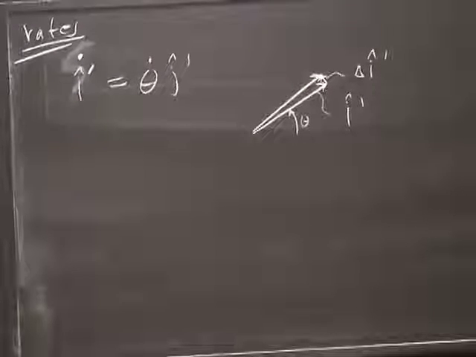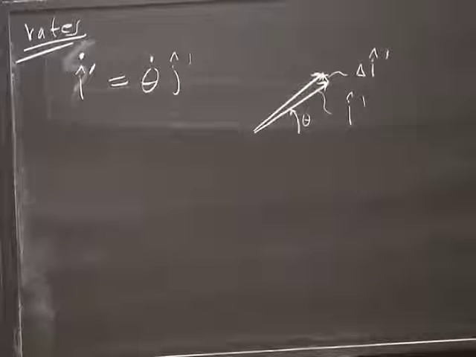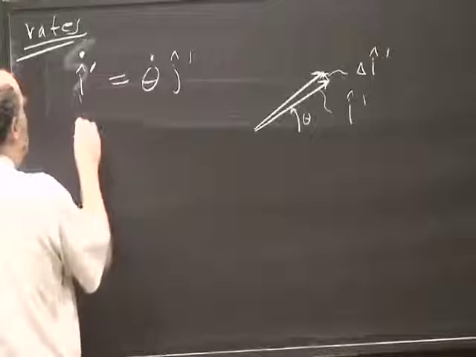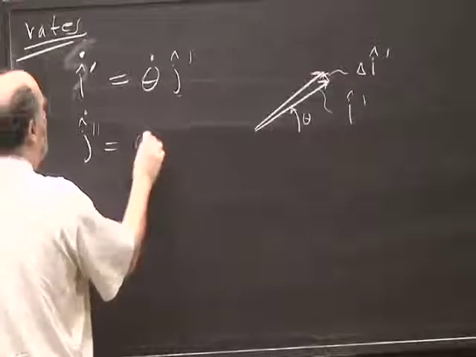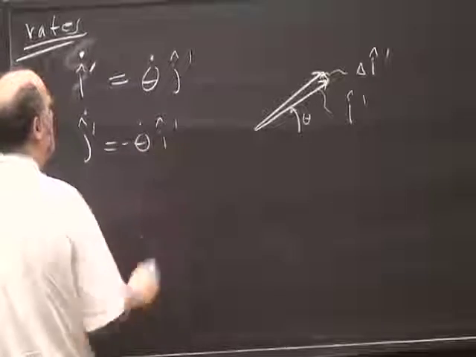Derivative of cosine is minus sine, so it turns into minus sine theta times theta dot. Sine turns into cosine times theta dot with the chain rule, which gives us this result over there. Similarly, J prime dot is equal to theta dot times minus I prime.